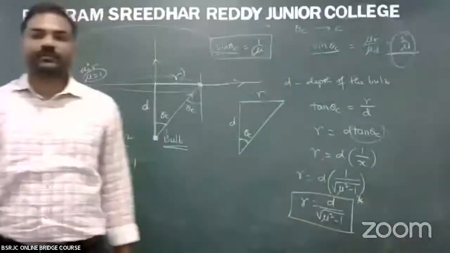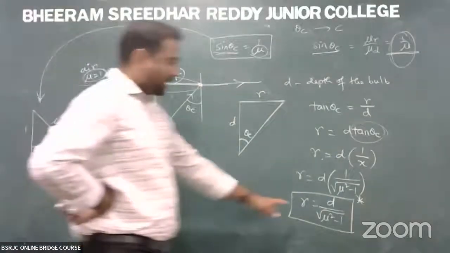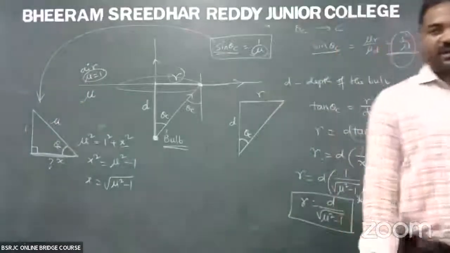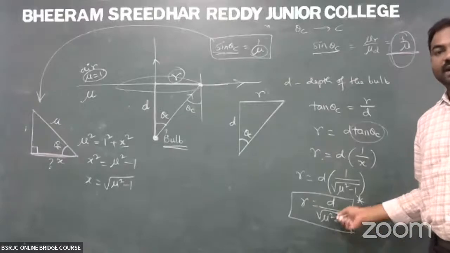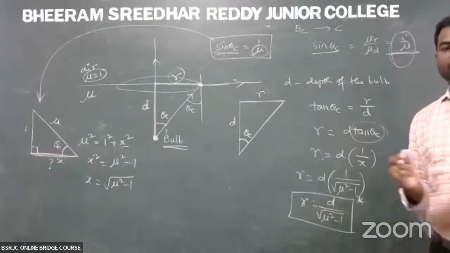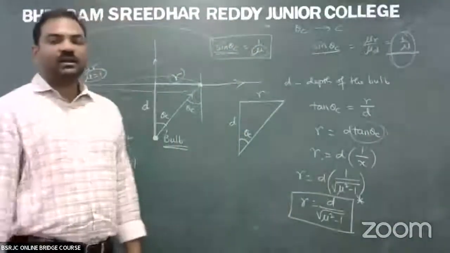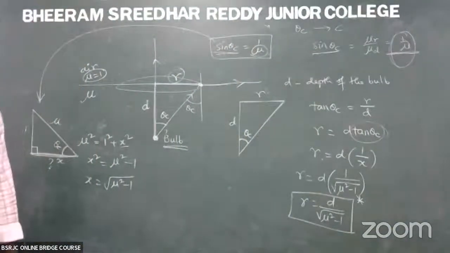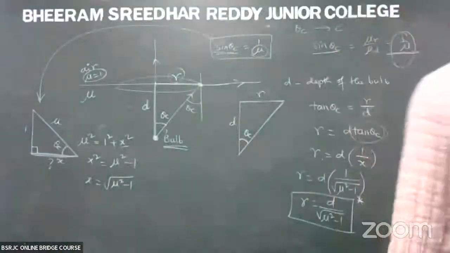Clear? So then what is the radius of the circle of illumination? D by root of mu square minus 1. Where what is D? D is the depth of the bulb or source of light which is kept inside the water, or you can say the denser medium.